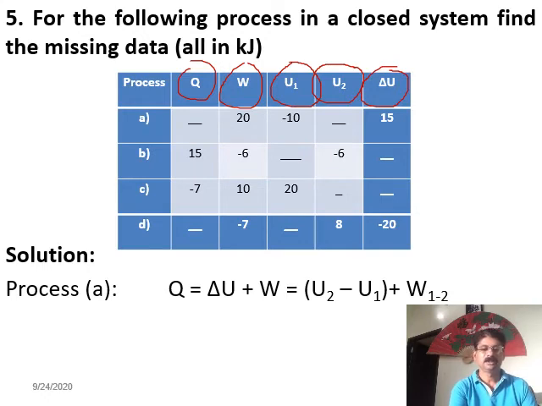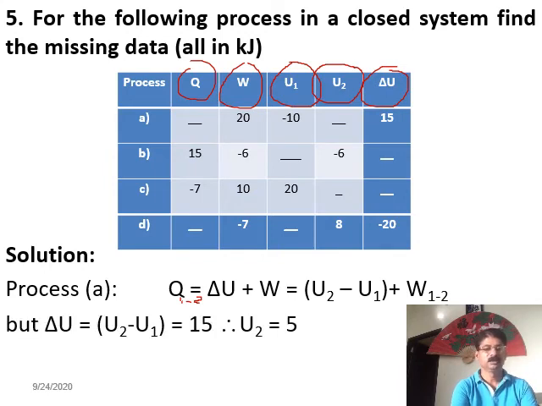Now this is the basic equation which you have to use. Q is equal to delta U plus W, or U2 minus U1 plus W1 to 2. So here also, if you want, you can write Q1 to 2 for your convenience. Q1 to 2 is equal to U2 minus U1 plus W1 to 2. So this is the basic equation which you have to apply for all the 4 processes.